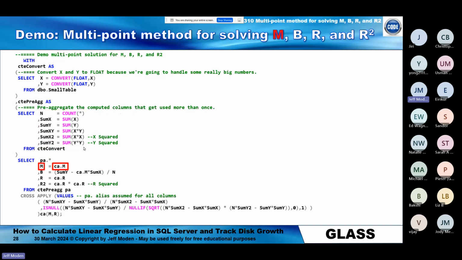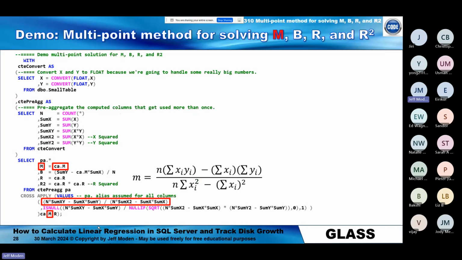We are getting ready to calculate the slope. We want to return the slope, and it says here, the slope is equal to CA dot M. What is CA? It's down here in this cross apply. Okay, I use CA as an abbreviation for, or an alias for cross apply. And if we bring up our formula for slope, we can see in the SQL code, we have N times the sum of XY. N times the sum of XY. This is not hard, folks. We subtract sum of X times the sum of Y. Not hard, folks. Easy interpretation.